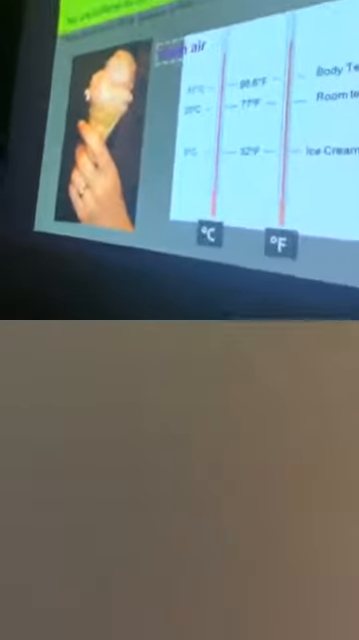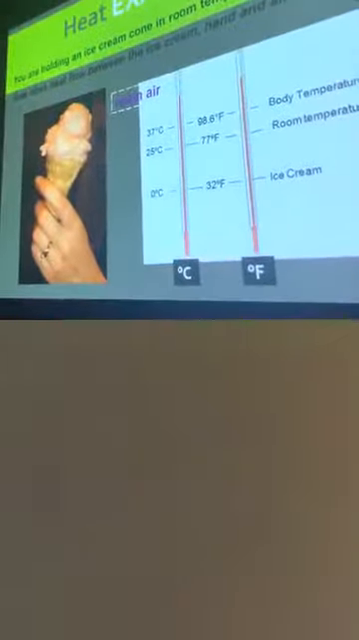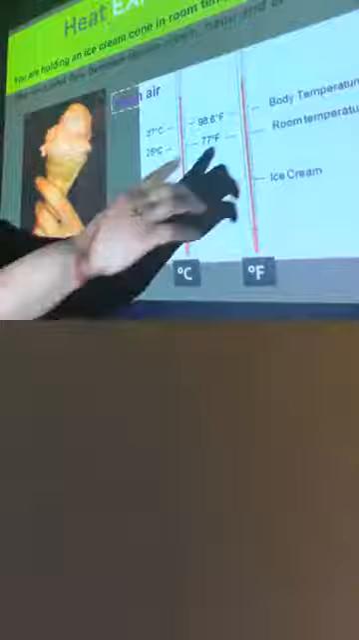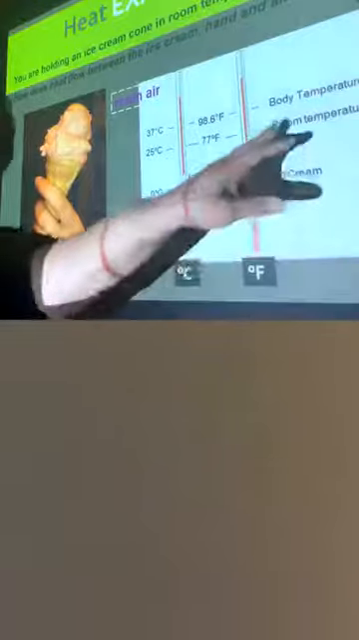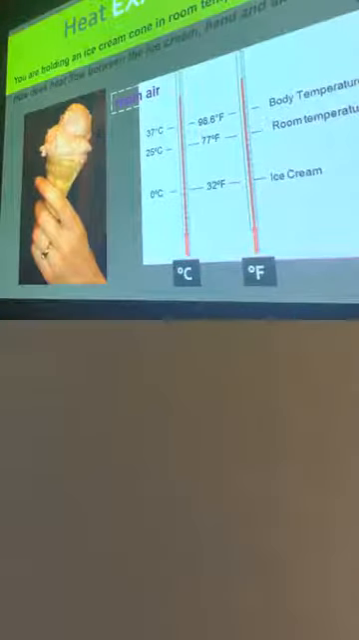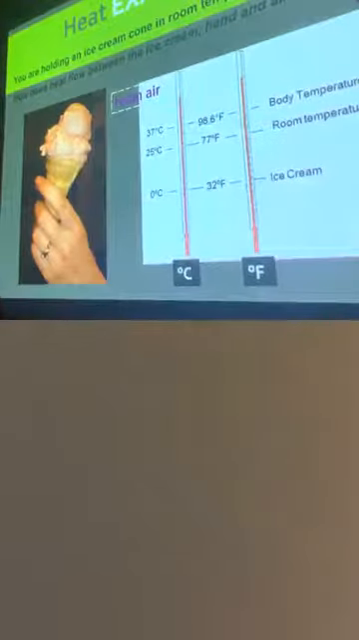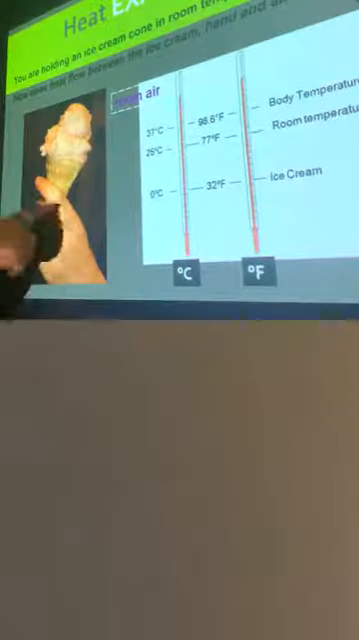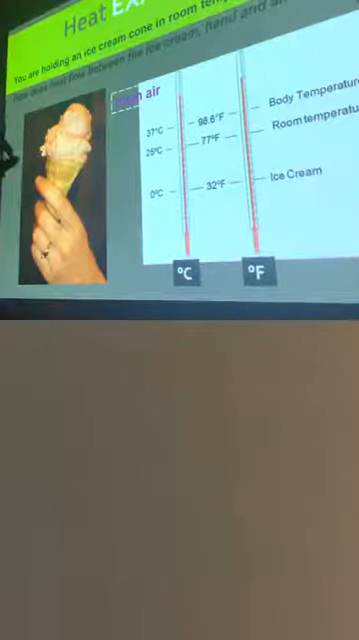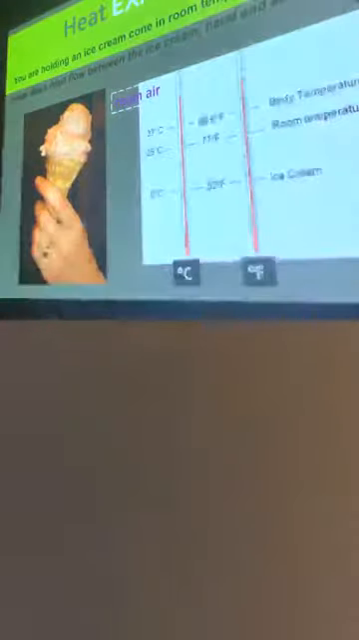All right, so this is cold to hot. Think about this. We know our body temperature is what? 98.6 degrees. The room temperature is roughly 77 degrees. And of course, we know ice cream is much colder than this, correct? Ice cream is at 32 degrees Fahrenheit. So this is the room air. This is someone's hand holding the ice cream cone. How does the heat flow between the ice cream cone, the hand, and the air?